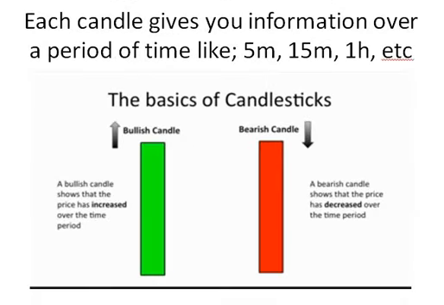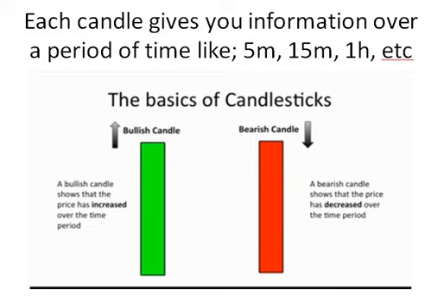Now, I want you to understand something, because there are so many questions beginners ask, and this is going to be answering them. Each candle gives you information over a period of time. Once you put it on a 5-minute chart, the candle is giving you 5-minute information. Once you move it to 15 minutes, one candle represents 15 minutes. If you put it on 1 hour, one candle represents 1 hour, and so on. If you put it on 1 minute, one candle represents 1 minute. It depends on the time frame at which you are seeing it.